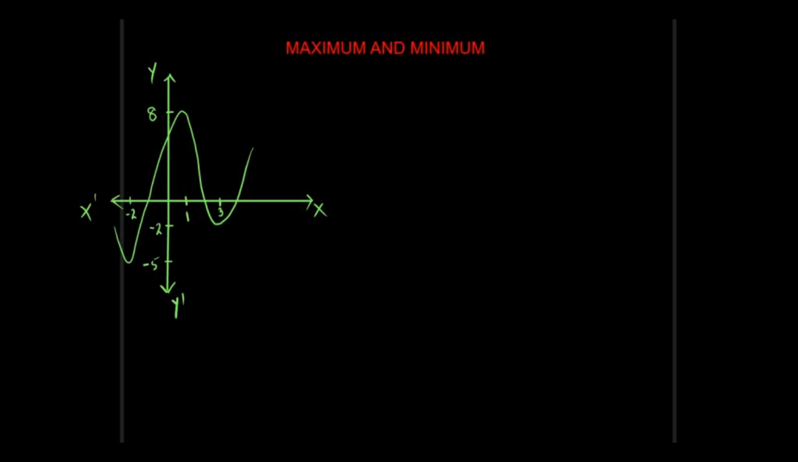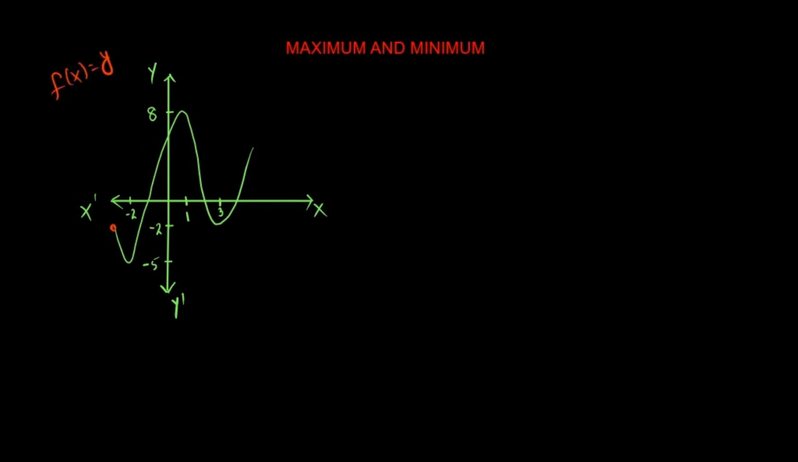In this video, we will talk about maximum and minimum of a given function. In this graph, the function starts here, and we know that function f(x) is the same as y. And going downward, y decreases, which means the function will decrease as well. From here, the graph is going downward, y is decreasing, so it's a decreasing function up to here.